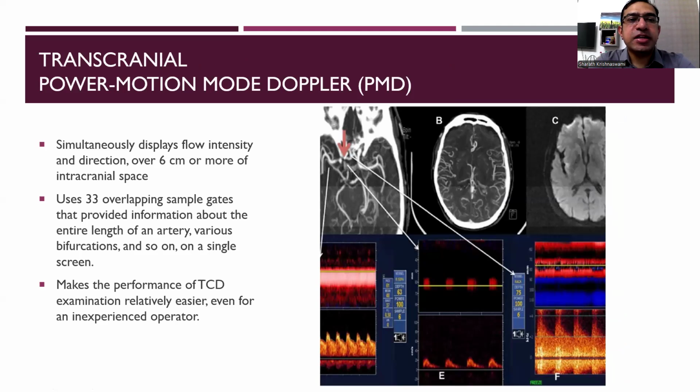Moving forward to transcranial power motion mode Doppler, this simultaneously displays flow intensity and direction over 6 centimeters or more of the intracranial space. It uses 33 overlapping sample gates to give information about the entire length of the artery, the various bifurcations, everything on a single screen. So this makes the performance of the TCD examination relatively easier even for an inexperienced operator.